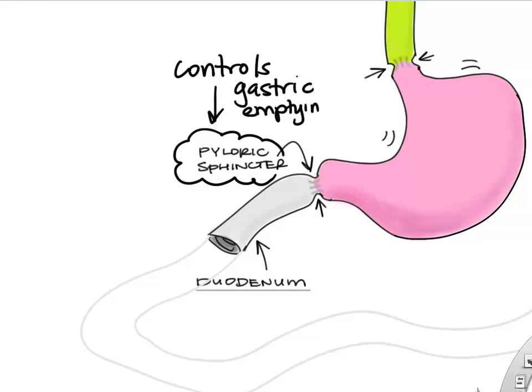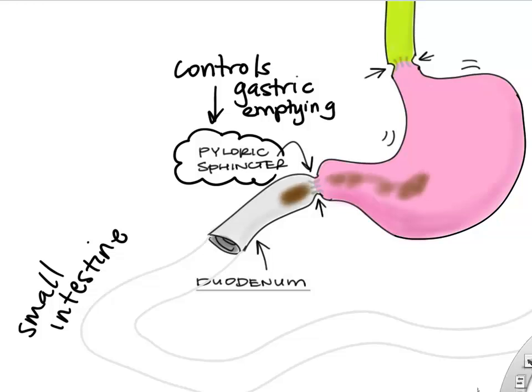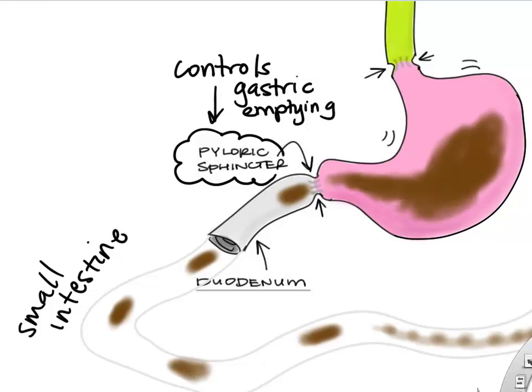I also wanted to mention that some of these hormones and signals can actually control gastric emptying. Because the pyloric sphincter controls gastric emptying into the duodenum, some of these signals may even be from the small intestine to the stomach and let it know when it should actually loosen that sphincter and allow more food into the small intestine.